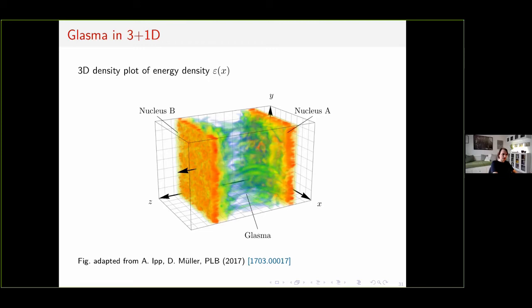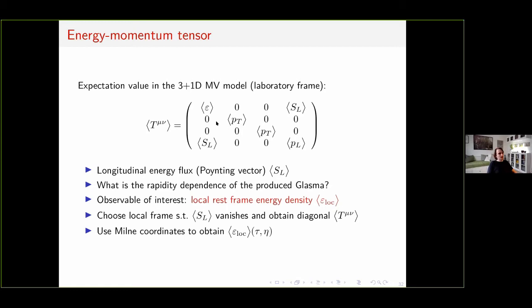So we go back to the main observable, so the energy momentum tensor. If you again perform averages over all charge densities, then your T^{μν} in the lab frame will look like this. So now since you have things moving along the z direction, you also have some energy flux, right? Some Poynting vector along the longitudinal direction. So these are these components here. And if we are interested in the rapidity dependence, then we actually want to go to the rest frame of the Glasma. So that means we want to choose a frame where this energy flux vanishes, so where this T^{μν} becomes diagonal again.